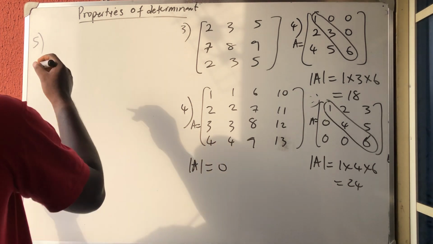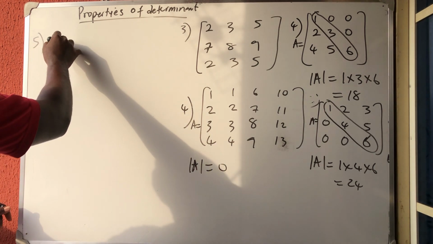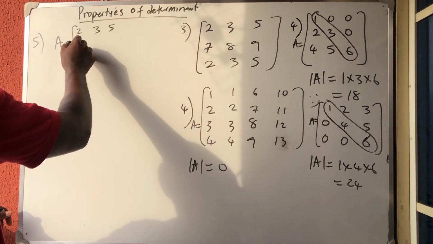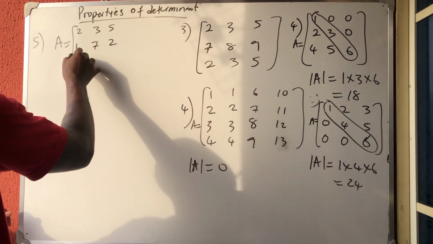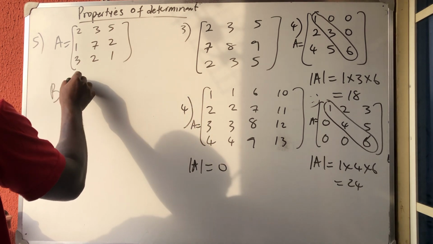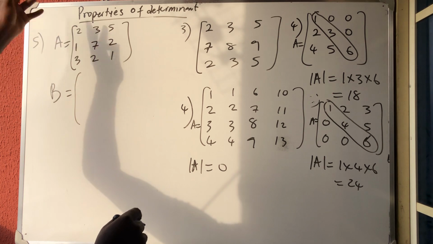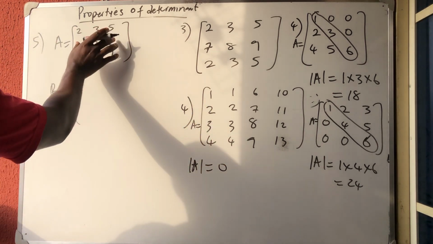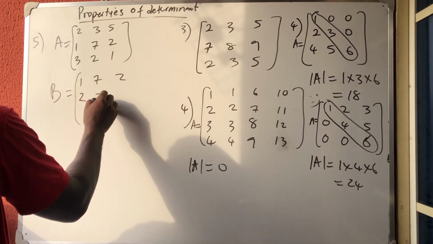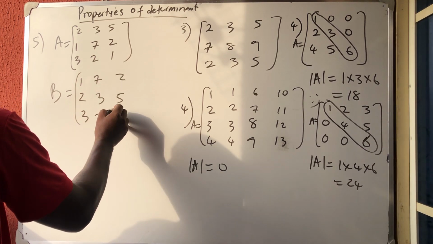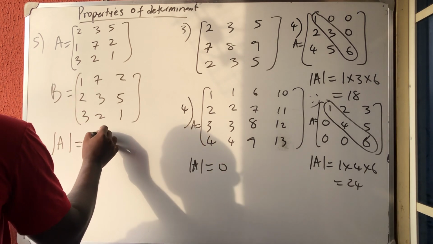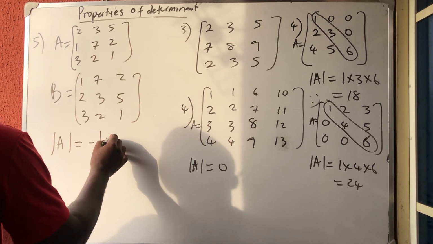Now if I have two matrices, maybe A is equal to 2 3 5, 1 7 2, 3 2 1, and B is just an interchange of two rows or two columns. Let me carry this one and put here, carry this one and put here: 1 7 2, 2 3 5, 3 2 1. What are they saying? That the determinant of A must be equal to the negative of the determinant of B.